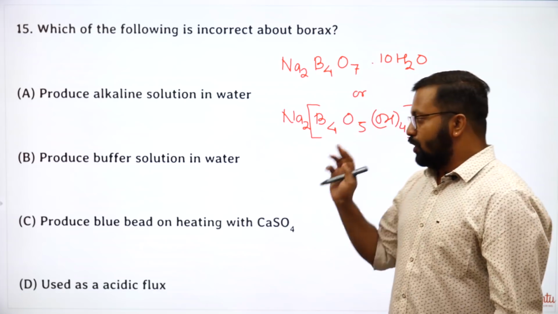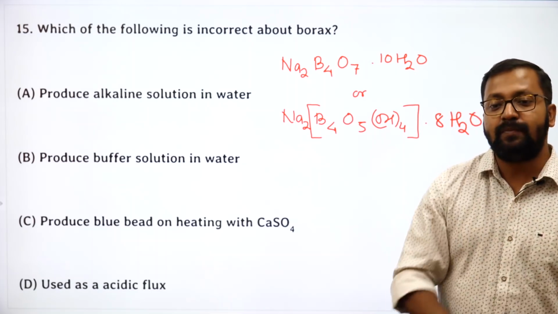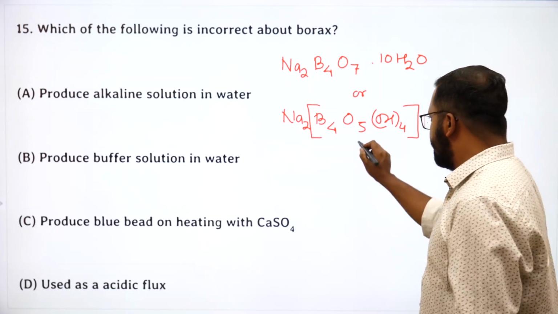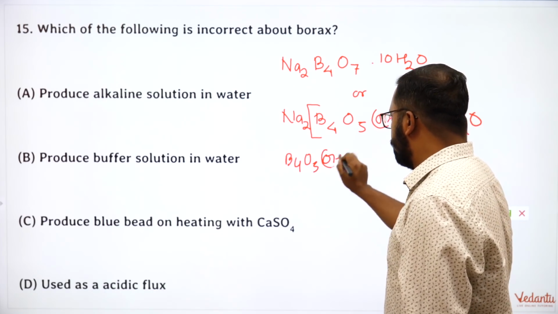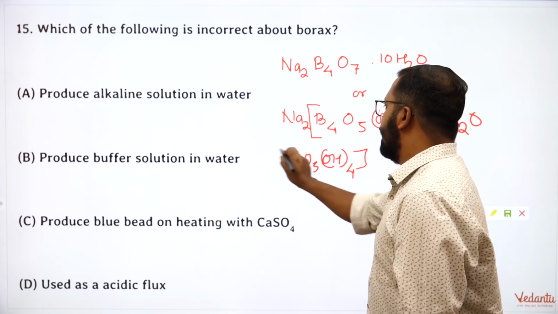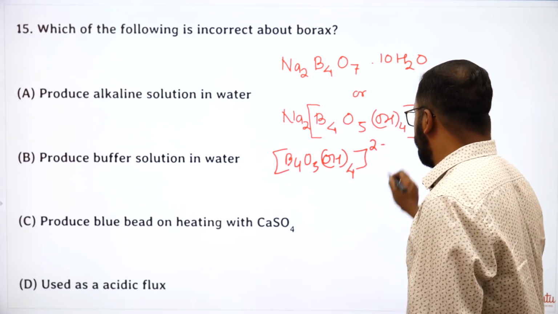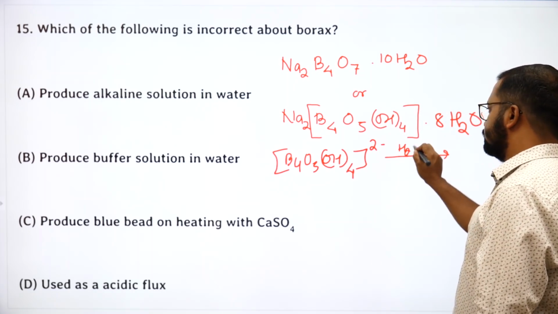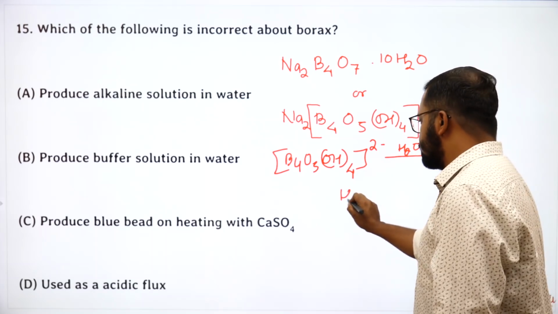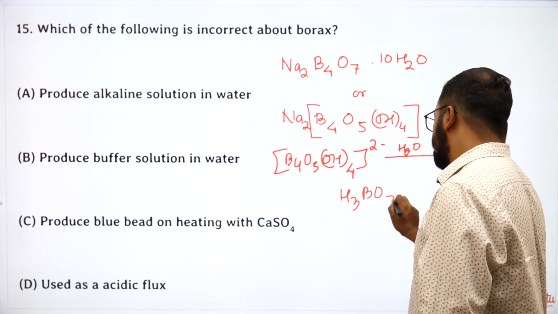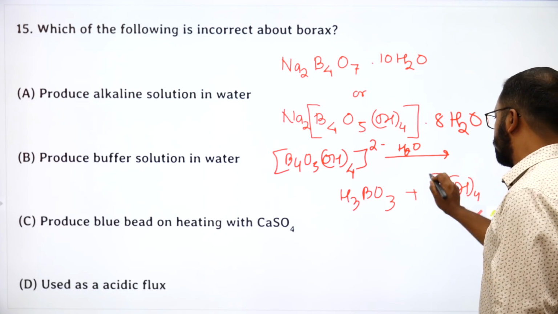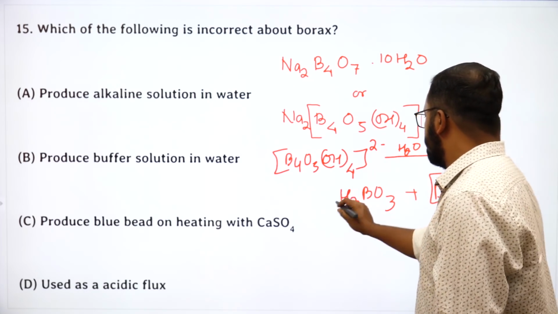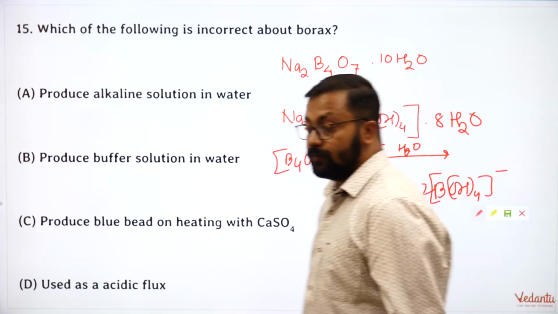Next, produces buffer solution in water. Maximum students make a mistake over here. When you take B4O5OH4 2 minus and you dissolve it in water, you will get two things: H3BO3 plus BOH4 minus. You put a 2 here.